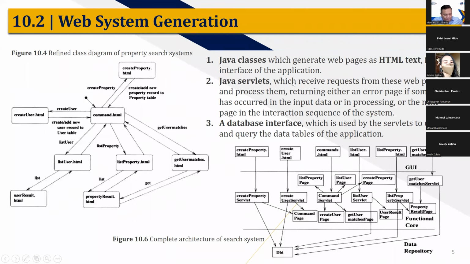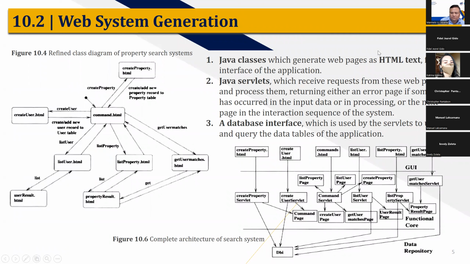And also Java servlets, which receive requests from these web pages and process them, returning either an error page if some error has occurred in the input data or in processing, or the next page in the interaction sequence of the system. Also, number 3 is a database interface, which is used by the servlets to update and query the data tables of the application.